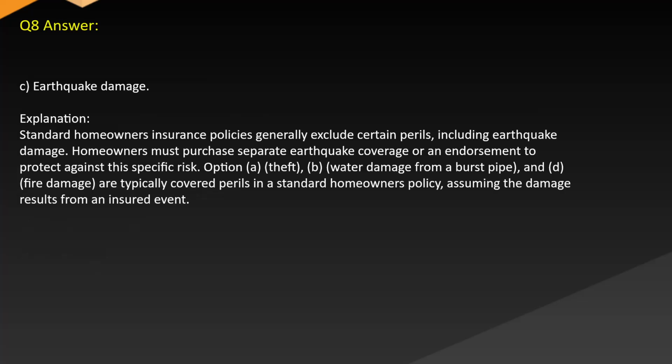Answer: C. Earthquake damage. Explanation: Standard homeowners insurance policies generally exclude certain perils, including earthquake damage. Homeowners must purchase separate earthquake coverage or an endorsement to protect against this specific risk. Option A, theft, B, water damage from a burst pipe, and D, fire damage, are typically covered perils in a standard homeowners policy, assuming the damage results from an insured event.